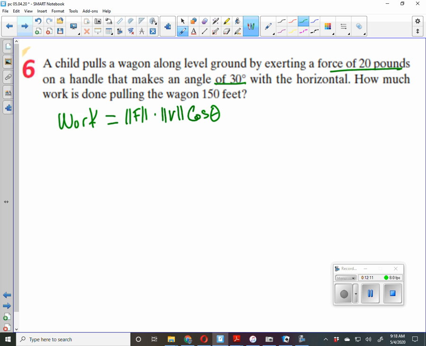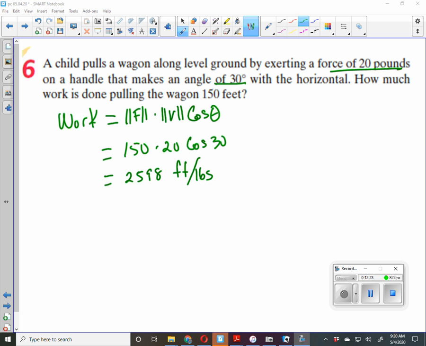This is how I'm going to write this. This is going to be 150 times 20 cosine 30. Plug that into a calculator and you're off and running. All right, so plugging this into a calculator, 2,598 foot-pounds is the work that's being done. That's all there is to it.